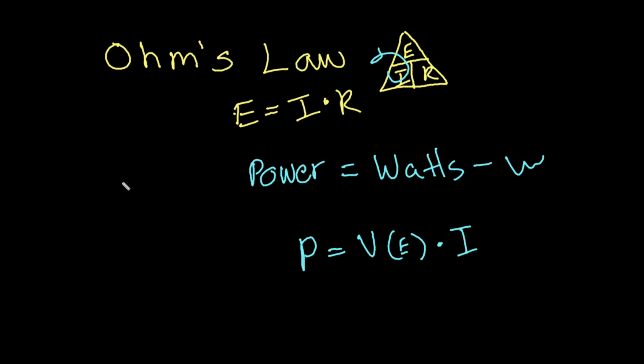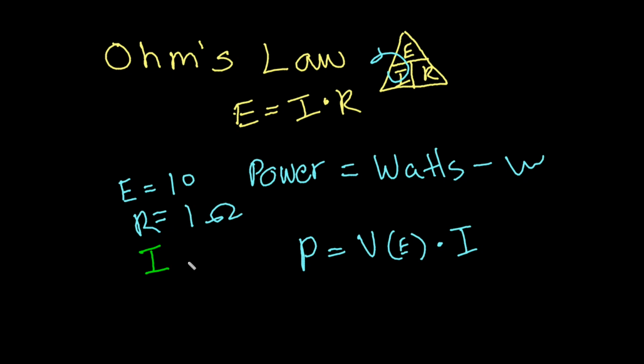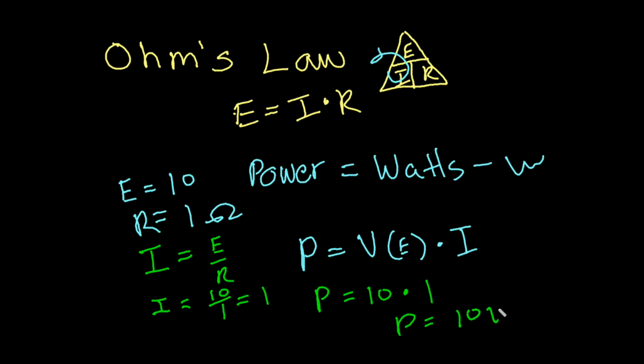So let's say we have a circuit here, and our E is 10 volts. Our resistance is 1 ohm. What is the power of this circuit? Well, the first thing that you're going to have to figure out is what is the value of I. So we know I equals E over R. I equals 10 divided by 1. I equals 1. So power equals 10 times 1 in this case. Power equals 10 watts.